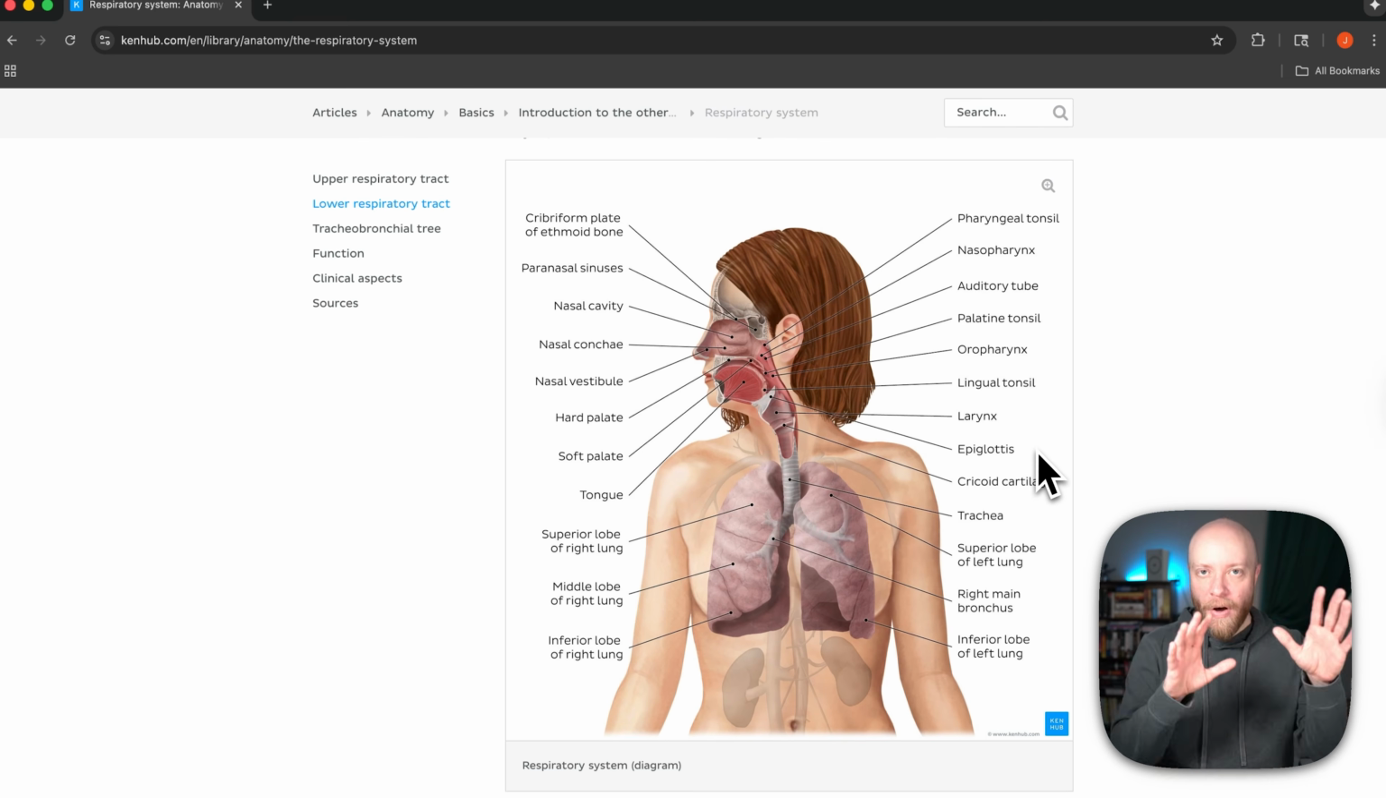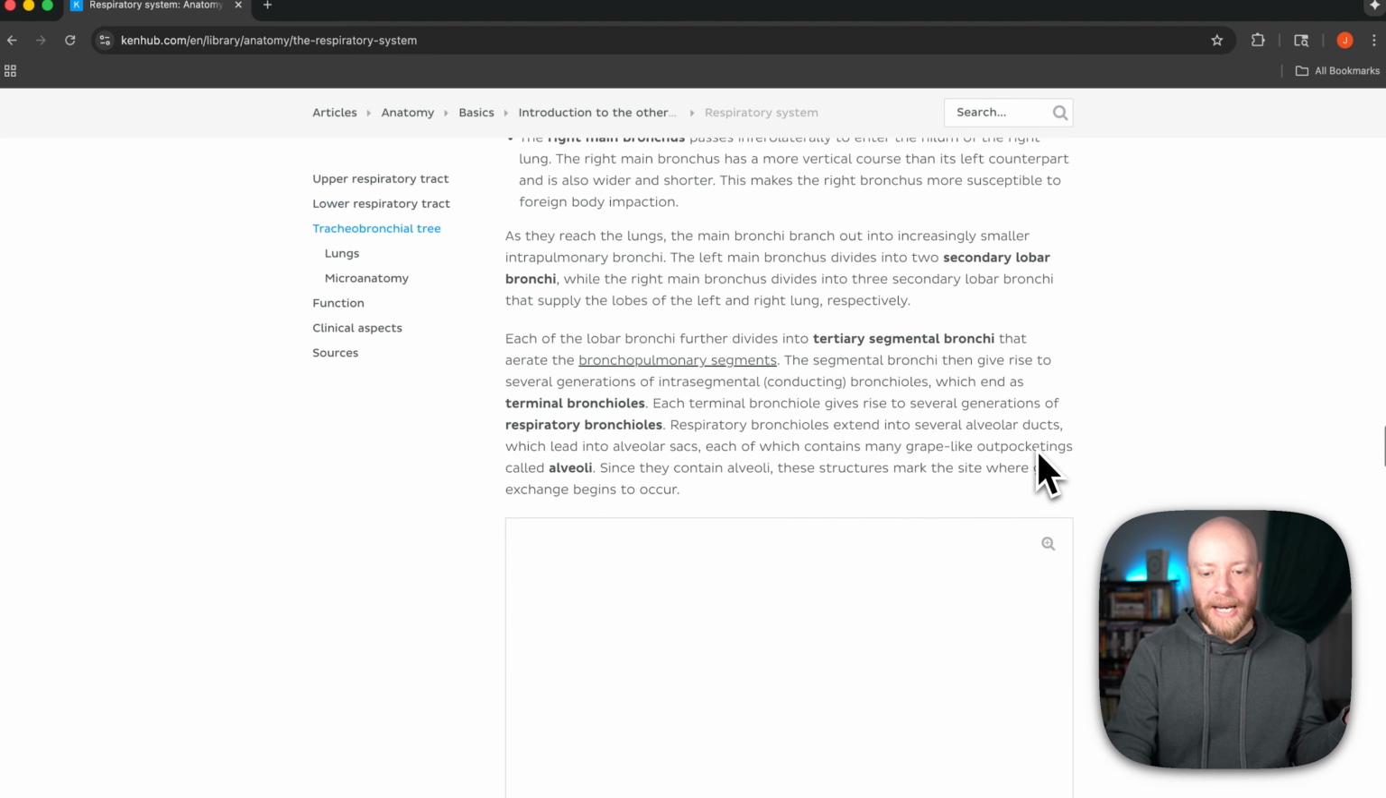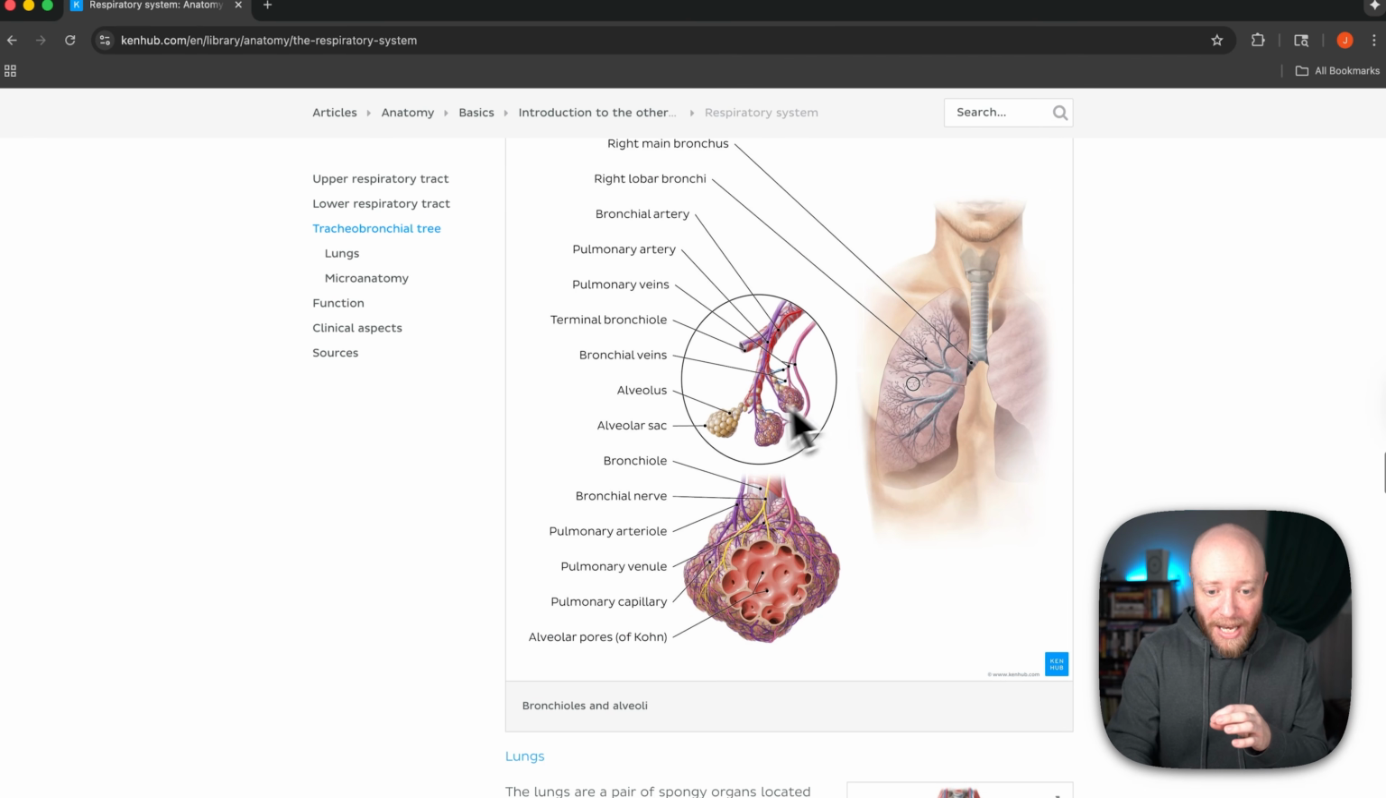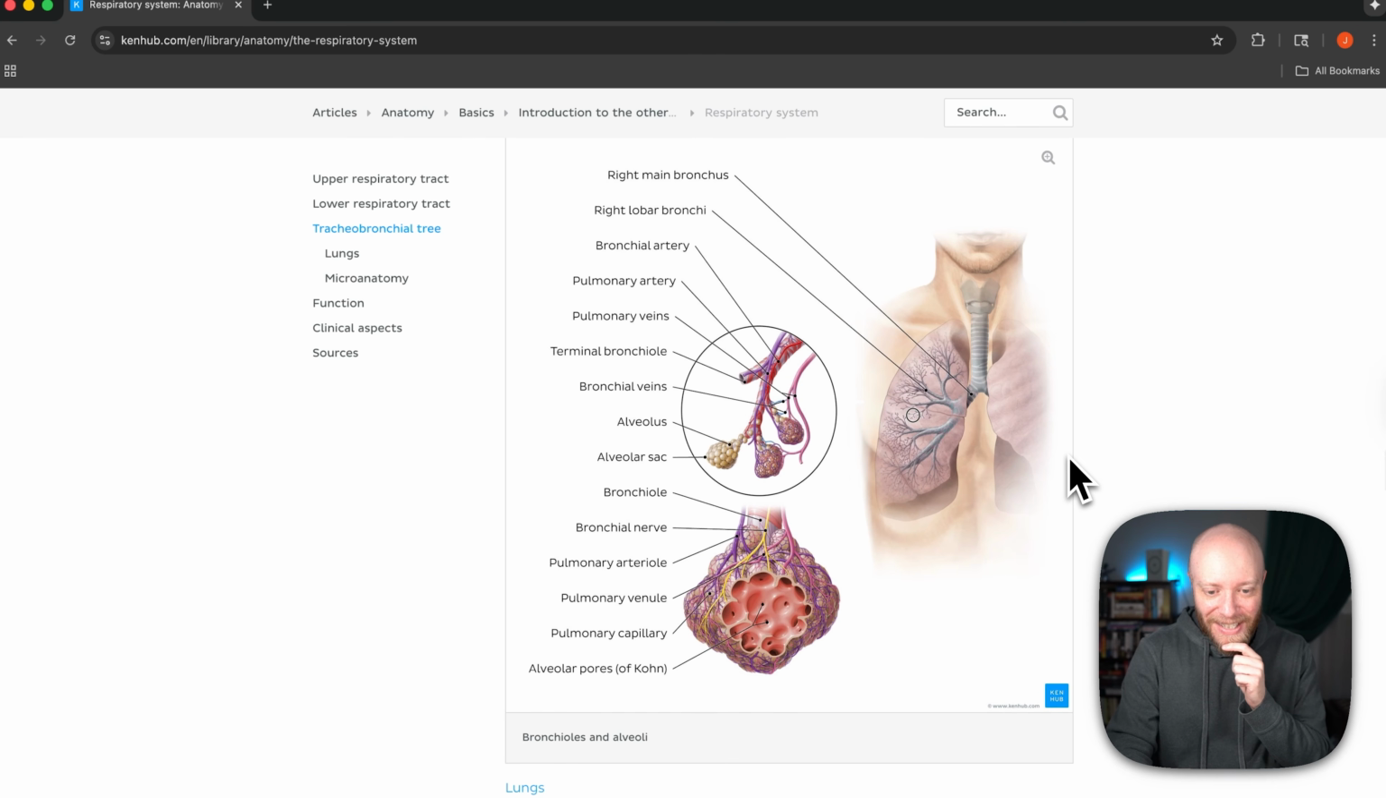So again, all of this is a 100% free Kenhub article. Now, we do have, oh, by the way, here's the alveoli. Look at those right there. These little air sacs that everything ends with, and you can see all of the blood vessels going through and around and doing everything.